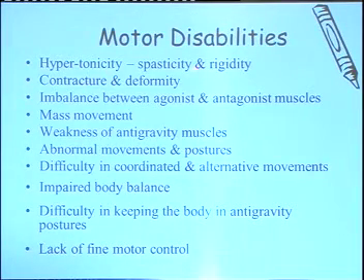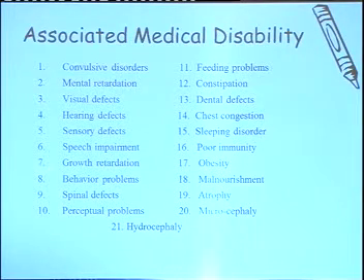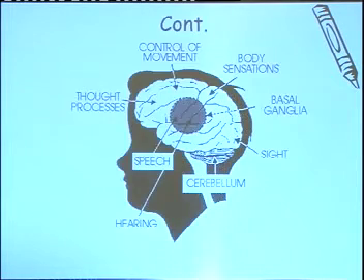Hypertonicity, rigidity and spasticity. Contracture and deformity, muscle imbalance between agonist and antagonist muscles, mass movement, weakness of anti-gravity muscles, abnormal movement and postures, difficulty in coordinated and alternative movement, impaired body balance, difficulty in keeping the body in anti-gravity postures, and lack of fine motor control. These are some of the presentations of the associated medical disabilities. I'm not going into that, just skipping it over.